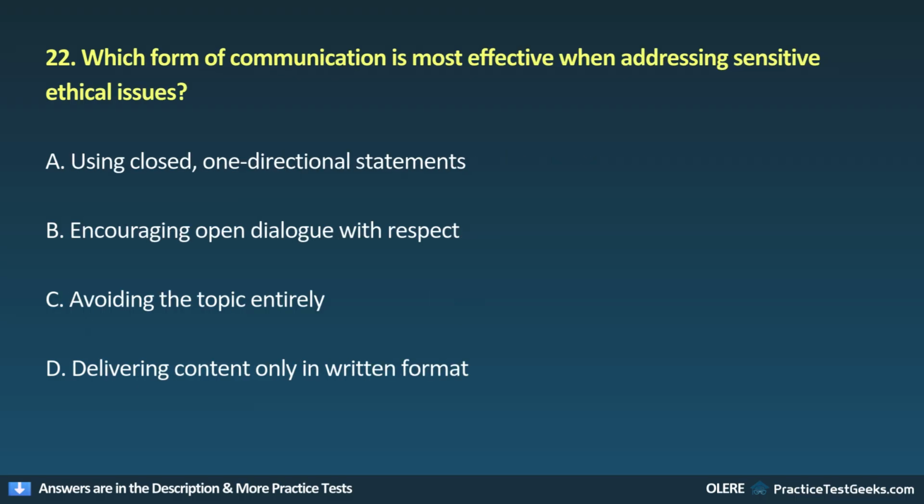22. Which form of communication is most effective when addressing sensitive ethical issues? A. Using closed, one-directional statements. B. Encouraging open dialogue with respect. C. Avoiding the topic entirely. D. Delivering content only in written format.